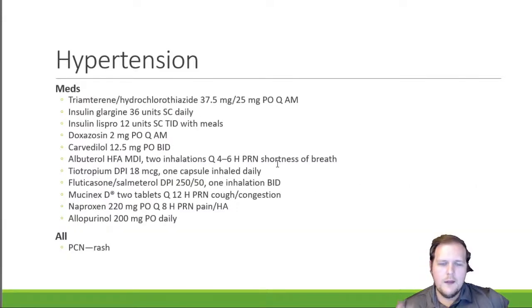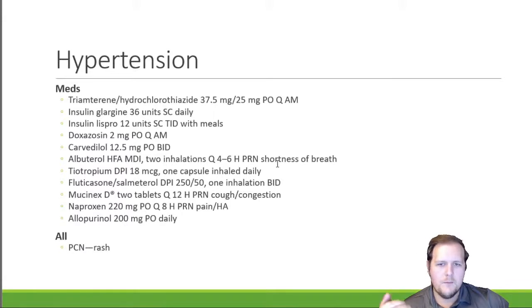Okay, so looking at his medication list, let's see what he's on. He's on triamterene hydrochlorothiazide, so a thiazide diuretic with a potassium-sparing diuretic, most likely for hypertension. Makes sense. Insulin glargine and lispro. Those are two types of insulins we'll talk about next semester that you're going to see being used to help control sugars. Okay. He's on doxazosin, which is an alpha 1 blocker that we mentioned. He's on carvedilol, which is a beta blocker.